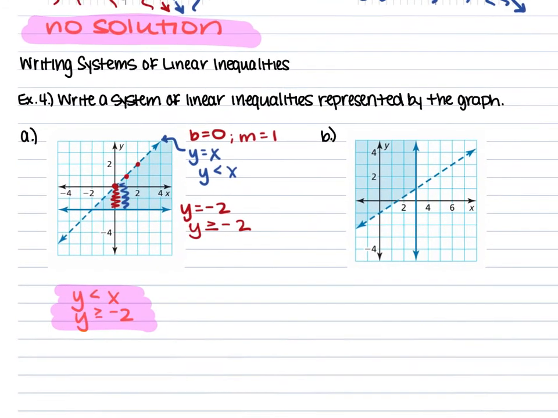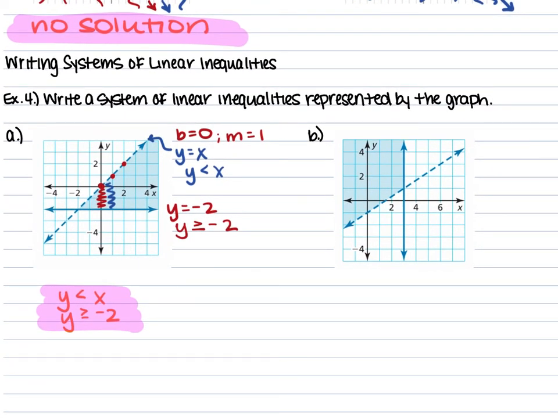For B, we have two lines here. One of them is a vertical line that goes through the x-axis at 3. So that would just be x is equal to 3. The other is a diagonal line that goes through the y-axis at negative 1. So we have a b value of negative 1. And we have a slope that's going up and to the right. So if I use this point here, I'm going up 2 to the right 3, so my slope is 2/3. This is giving me the equation y is equal to 2/3 x minus 1.